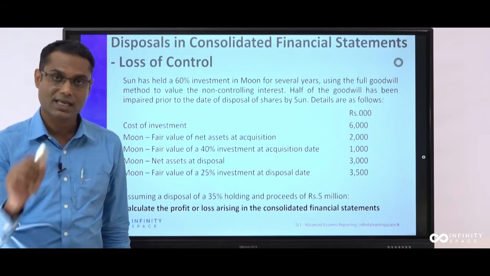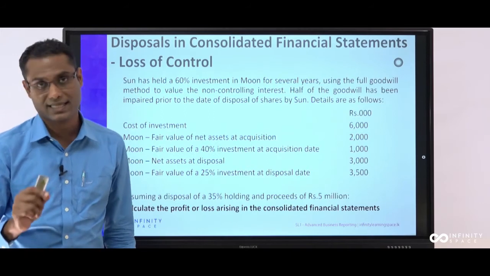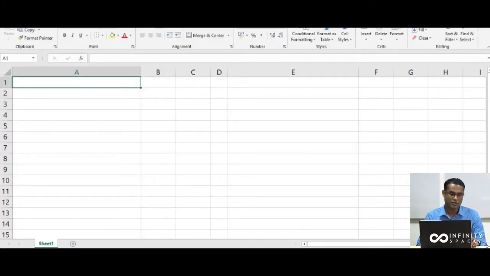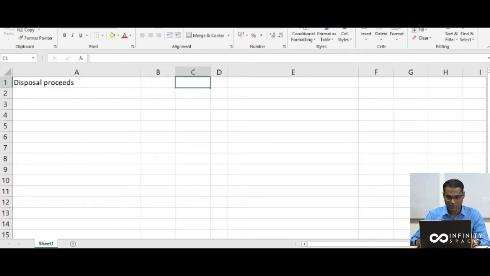So let's do this question in Excel. Let's move to the numbers now. You had 60% holding. Out of that, 35% was disposed and 25% was retained. So what we take first is the sales proceeds of the 35%. So how much is the disposal proceed of 35% interest? I'll take that into the second column. As per the question, it's 5 million. I'm doing the question in thousands, so 5,000.